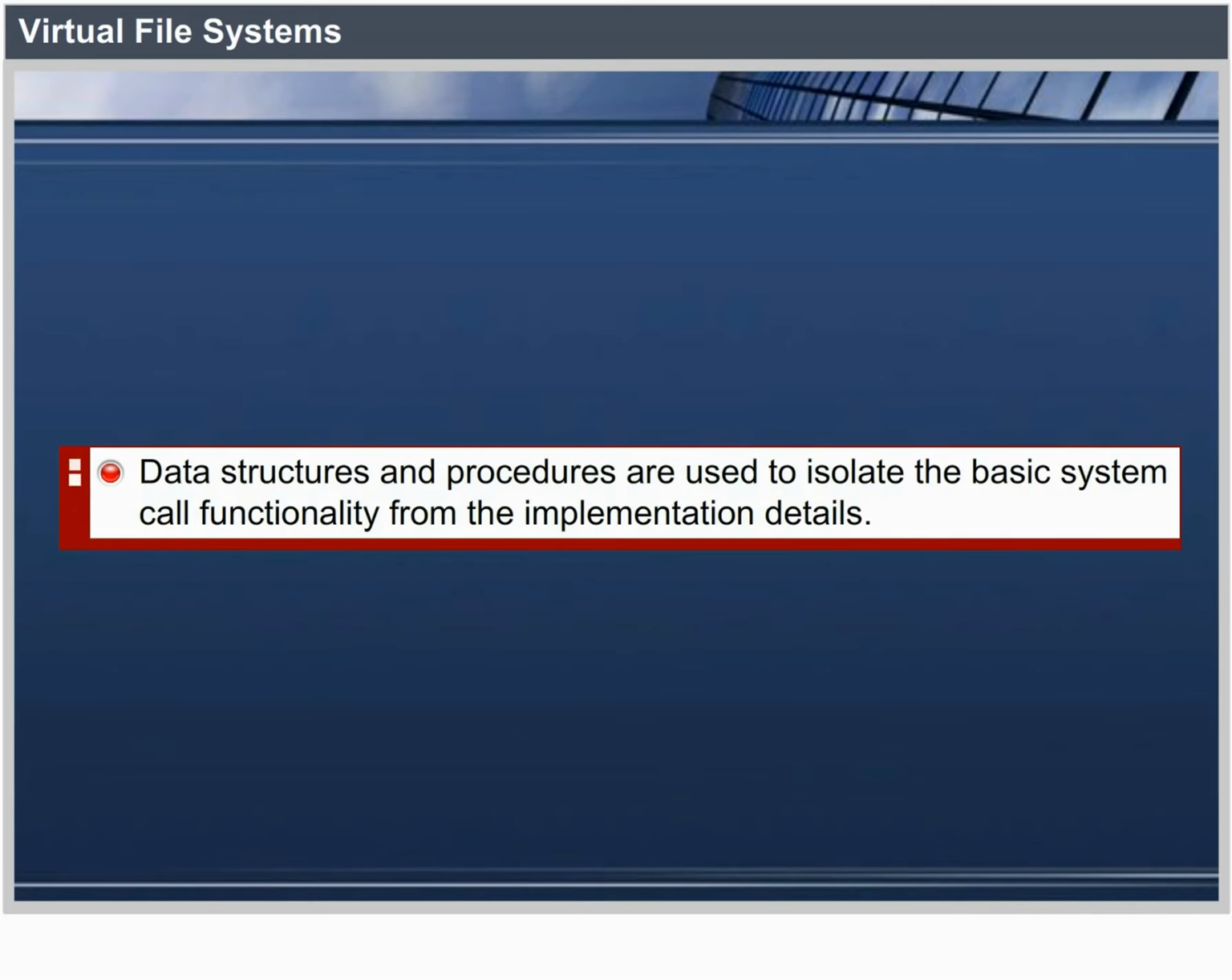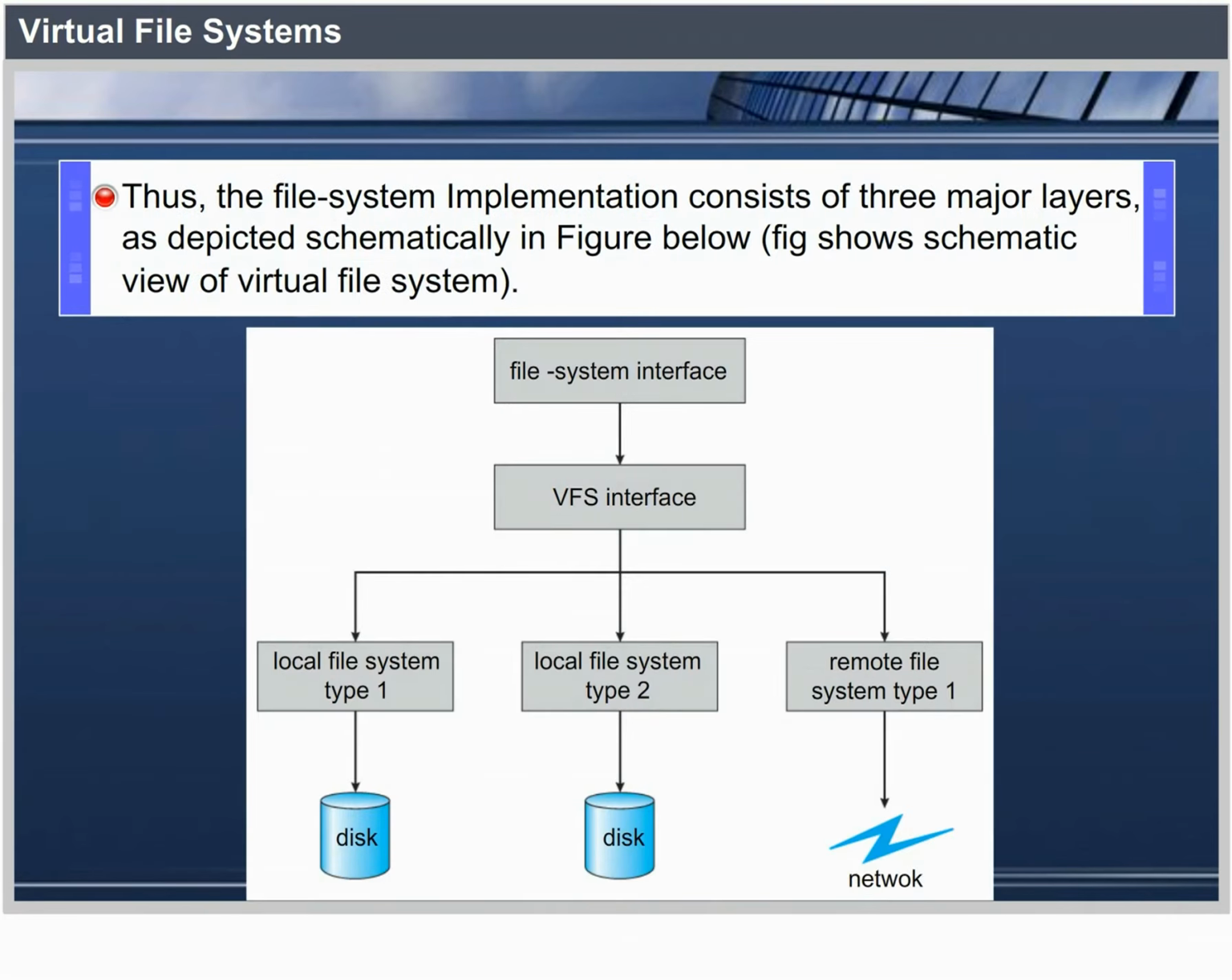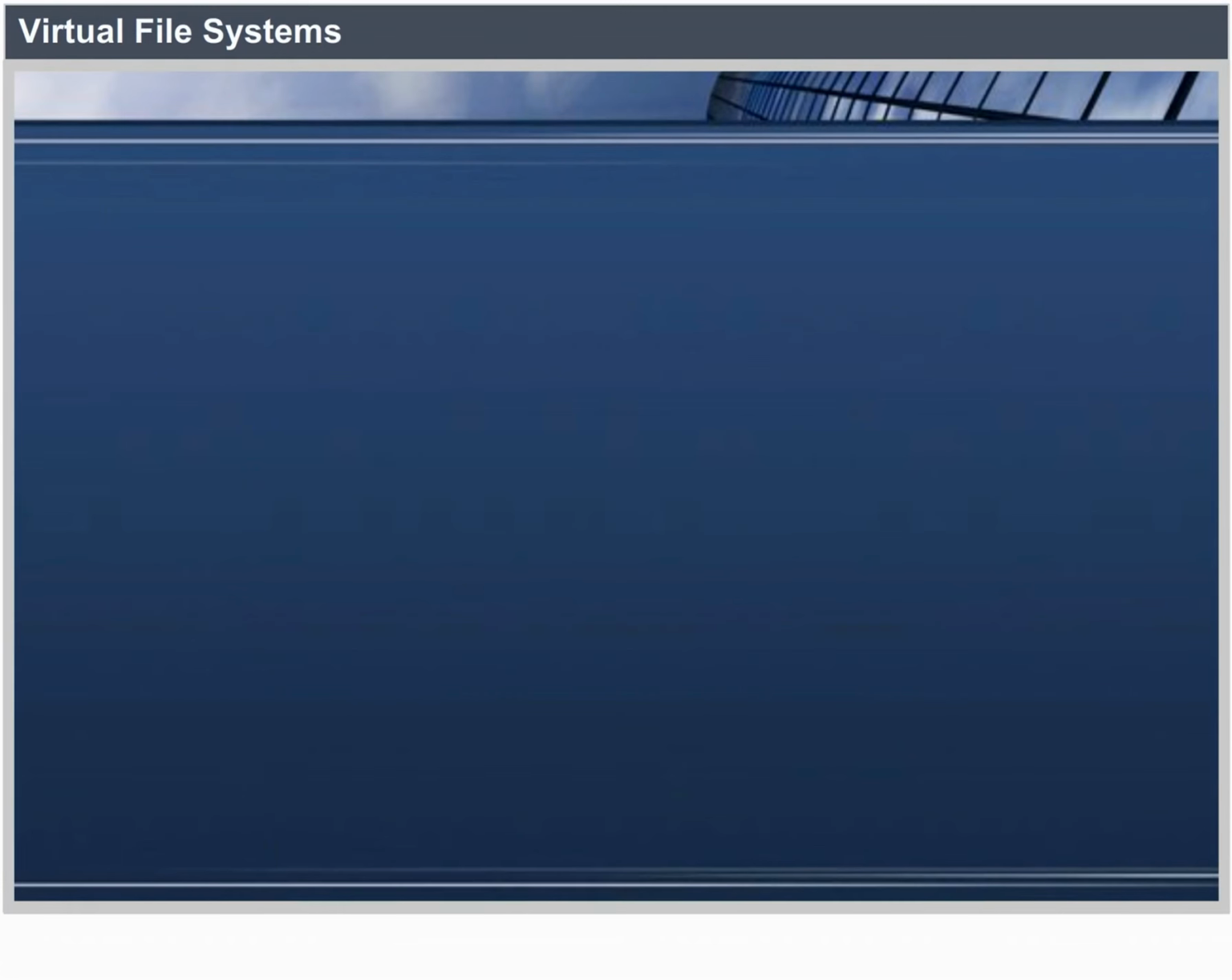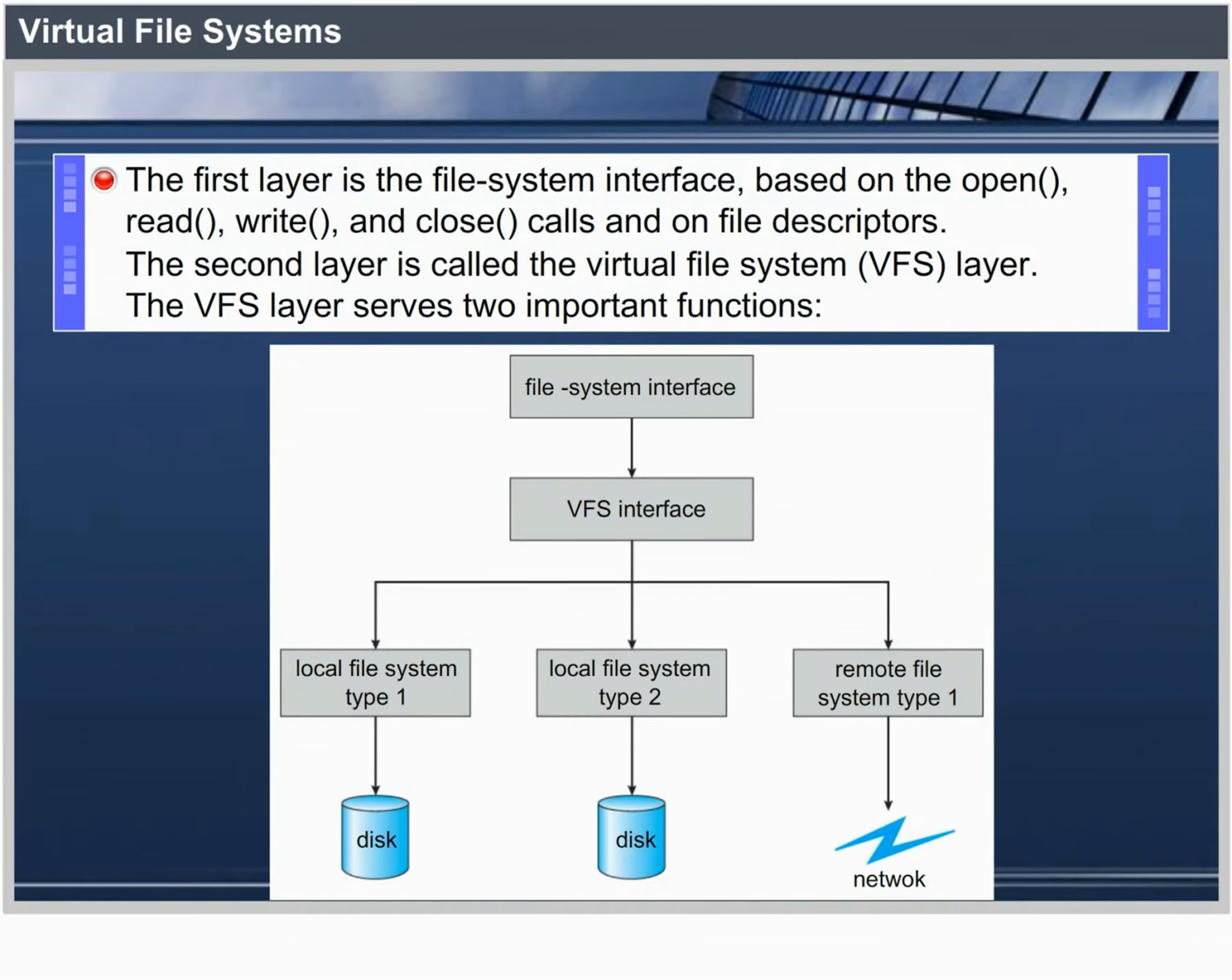Thus, the file system implementation consists of three major layers as depicted schematically in the figure below. Figure shows a schematic view of the virtual file system. The first layer is the file system interface based on the open, read, write and close calls and on file descriptors. The second layer is called the Virtual File System, VFS, layer. The VFS layer serves two important functions.